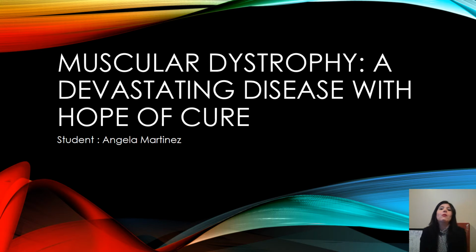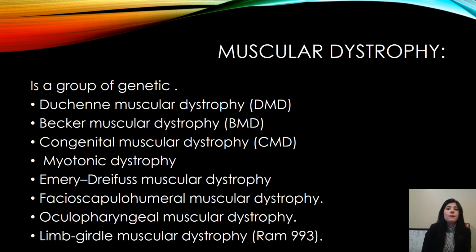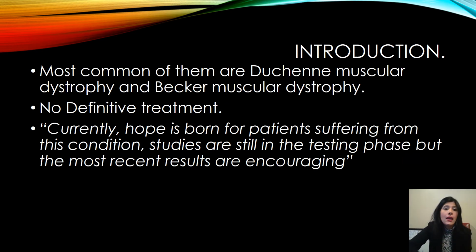I'm going to speak about muscular dystrophy. The title of my presentation is Muscular Dystrophy, a devastating disease with hope of cure. Muscular dystrophy encompasses all these conditions that I wrote here: Duchenne, Becker, congenital, myotonic, Emery-Dreifuss, scapulohumeral, oculopharyngeal, and limb-girdle muscular dystrophy. It's a group of genetic conditions that produce weakness in the muscles.